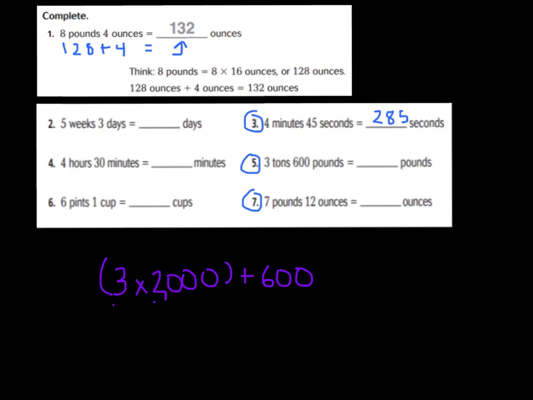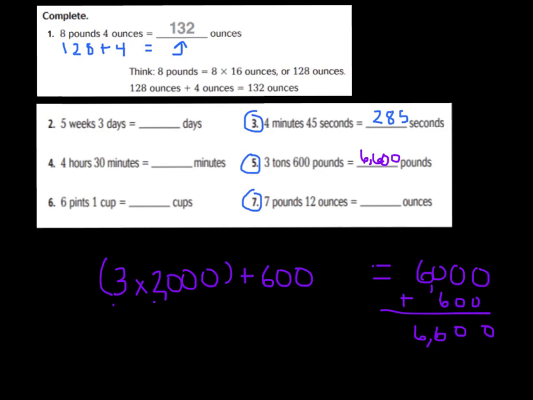3 times 2,000 would equal 6,000, because 2,000 plus 2,000 plus 2,000 is 6,000. And now I can just add my 600 to my 6,000. And when you add that up, you should have 6,600. I hope you got the same answer I did.